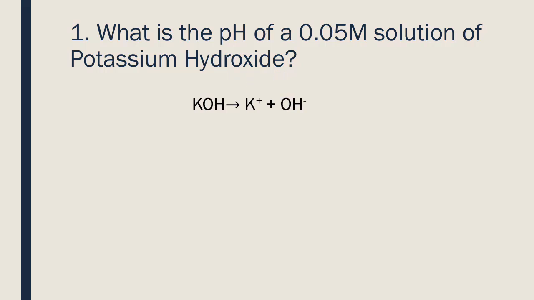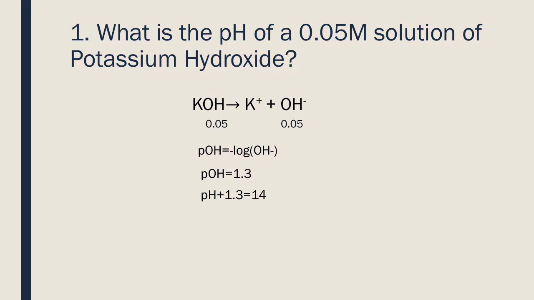Since we know the concentration of OH minus, we can use that to calculate pOH and solve for the pH. The equation to find pOH from OH is pOH equals the negative log of OH minus. Using that equation, we get pOH to equal 1.3. Now we will use the equation pH plus pOH equals 14. That gives us a pH of 12.7.